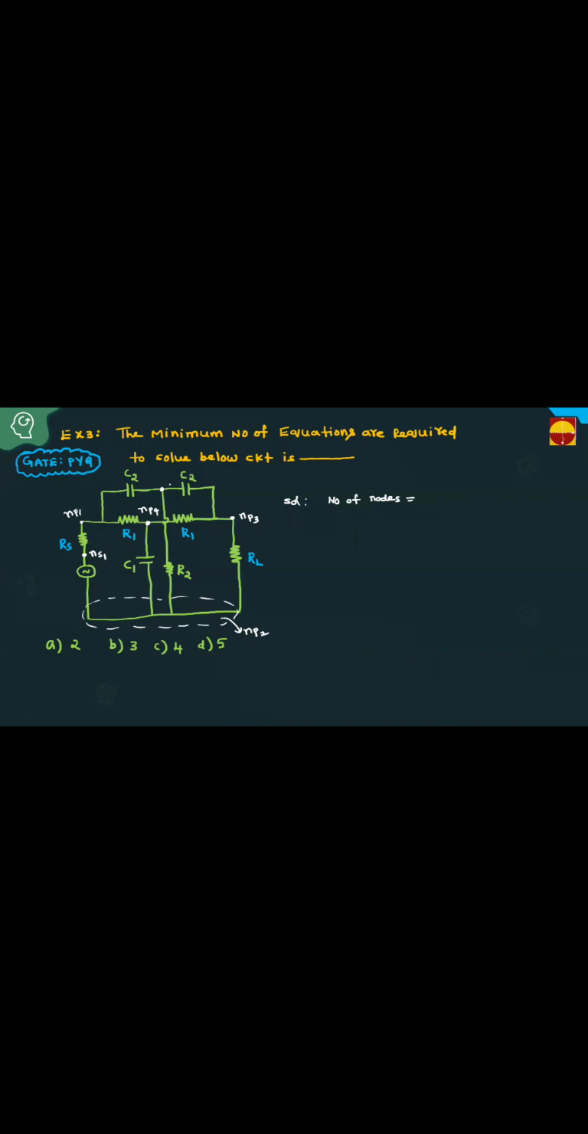This also one principal node, NP5. Simple nodes, how many simple nodes? One simple node. Total number of nodes equal to 6 nodes.